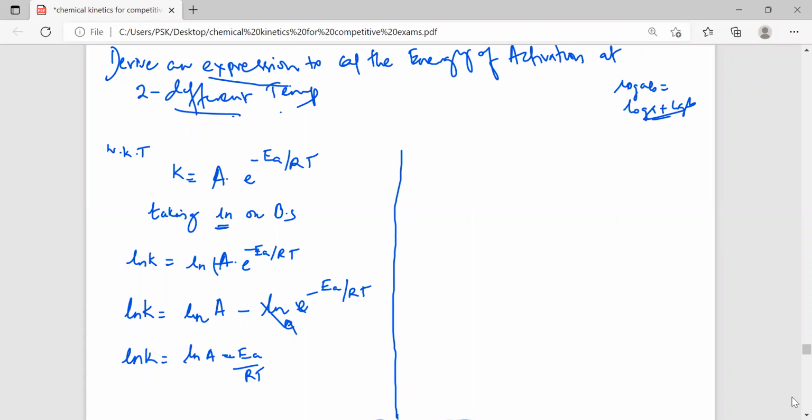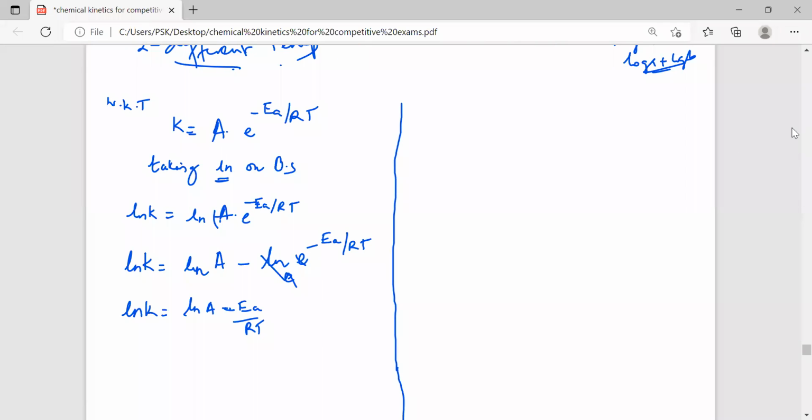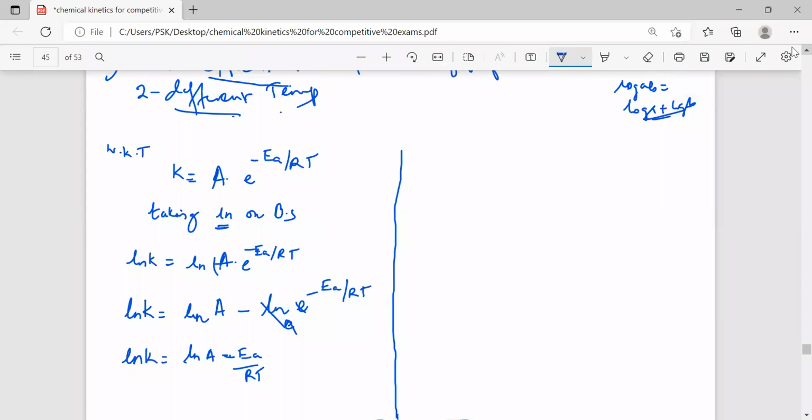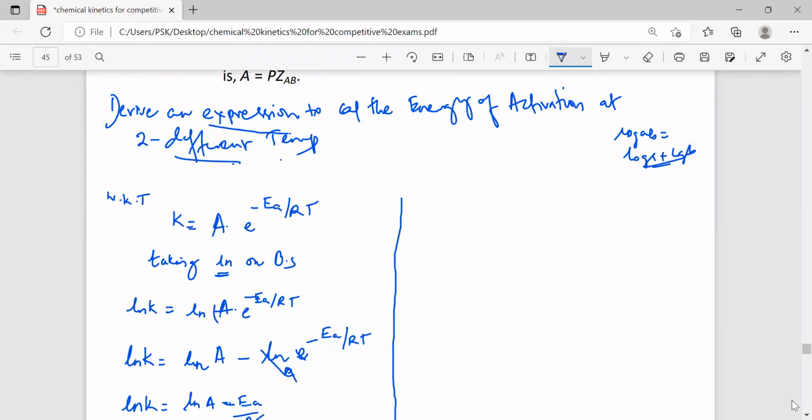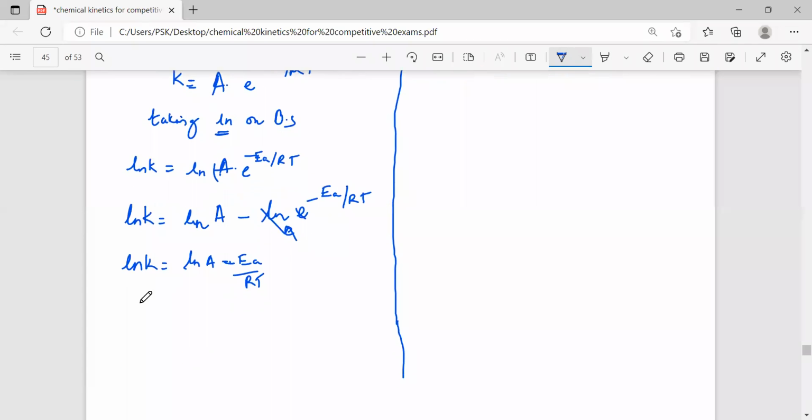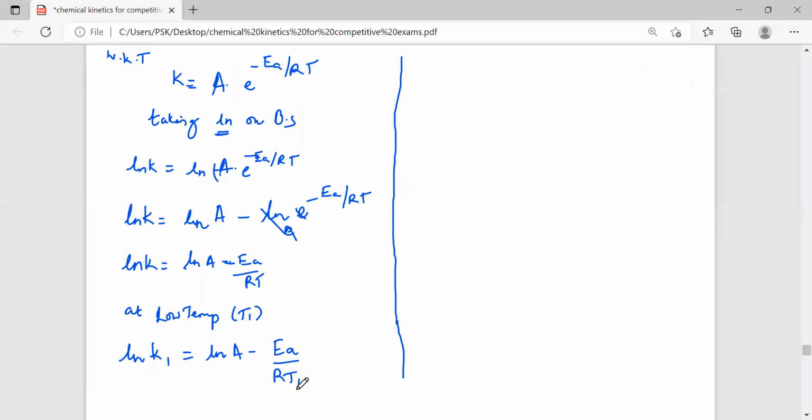Now, two different temperatures I spoke. The question is, derive an expression to calculate energy of activation at two different temperatures. Now, maybe we can write at low temperature, T1, we can write this equation as natural log of K1 is equal to natural log of A minus EA by RT1. We will mark this as equation number 1.